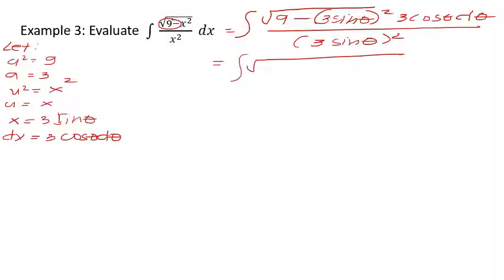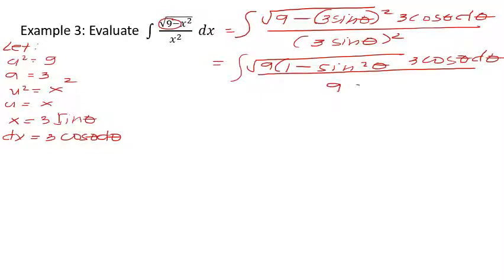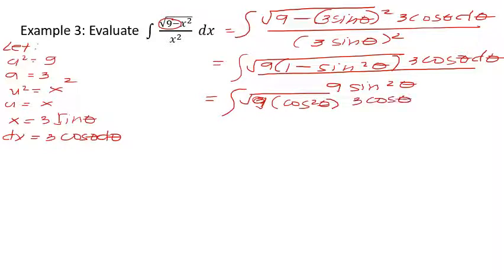So we just need to simplify everything. We could factor out 9, so we are left with 1 minus sine squared theta, which is equal to cosine squared theta, then we have 3 cosine theta d theta, all over 9 sine squared theta.